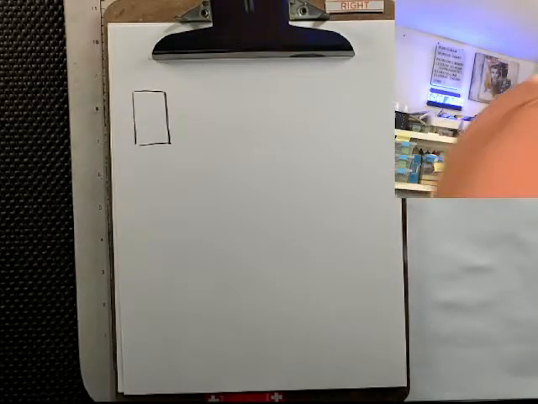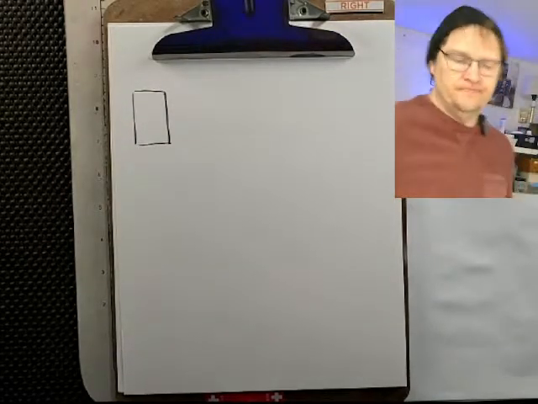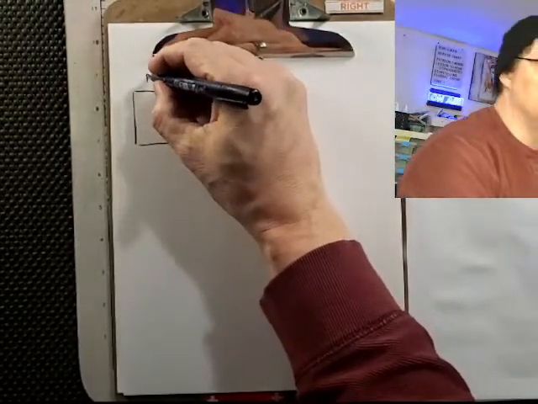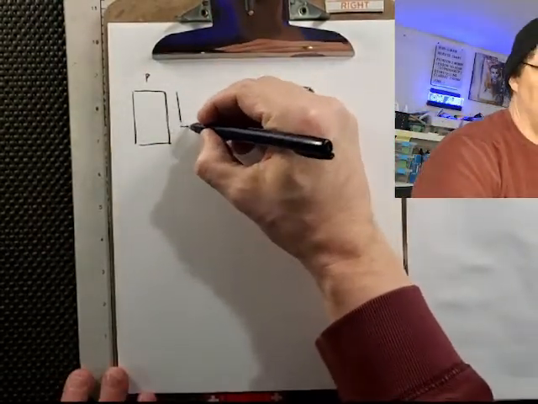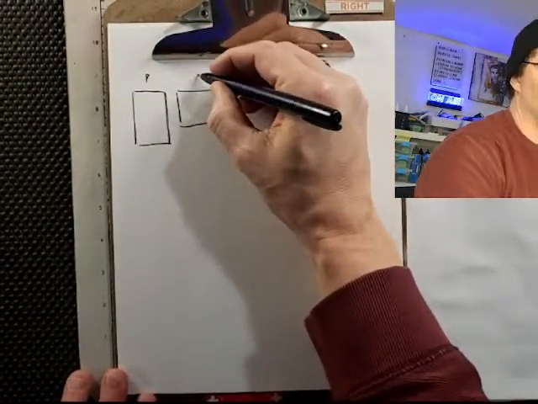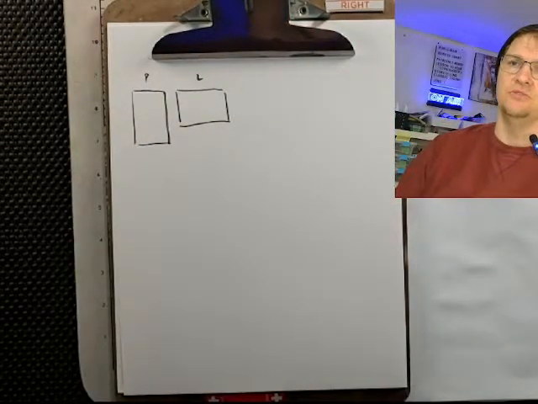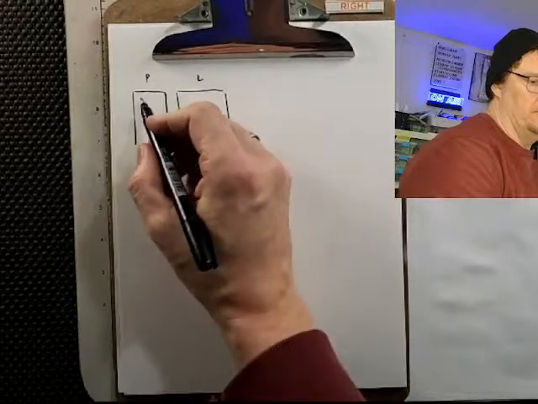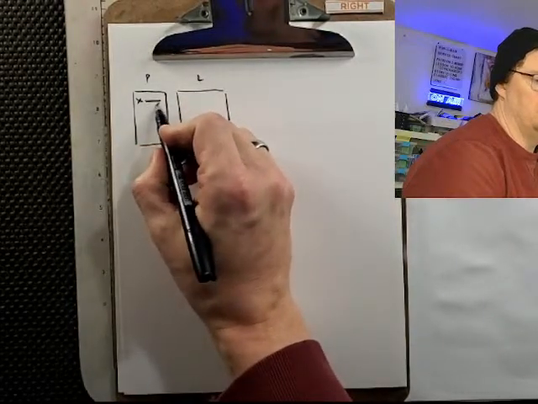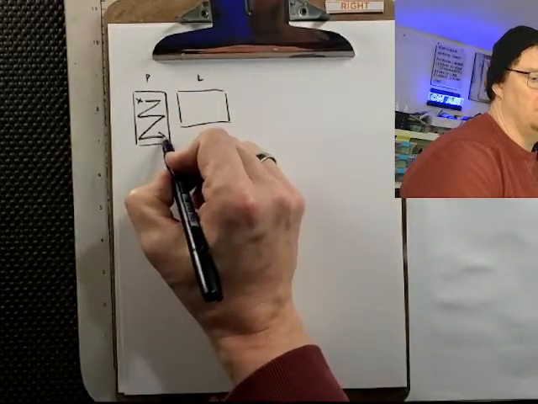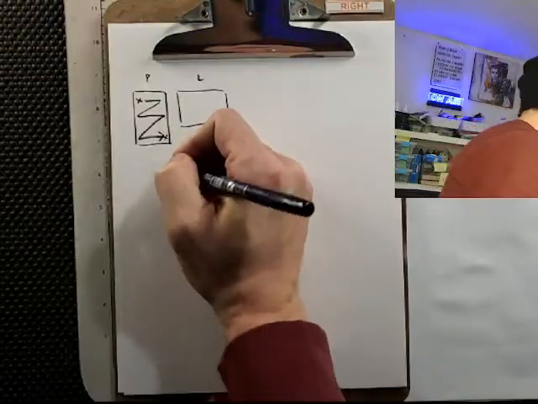So, okay, two formats. Portrait, big P, and landscape, big L. Now, the thing with these formats is that if you're telling sequential stories in them, I've shown this numerous times, you can move the eye of the viewer back and forth across the page.